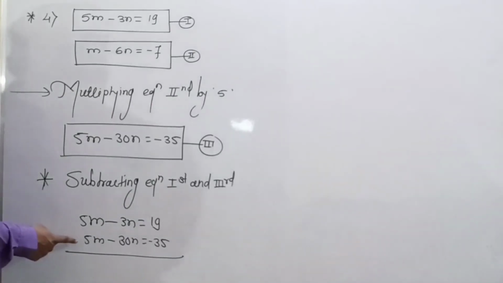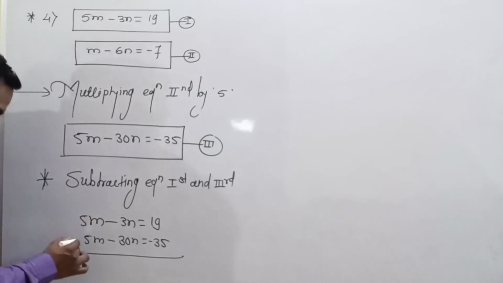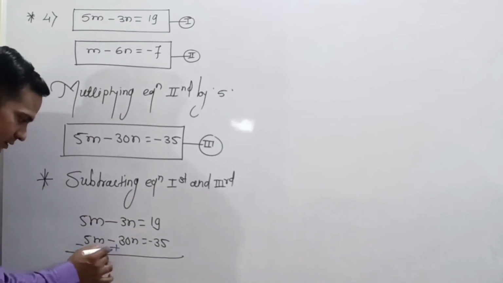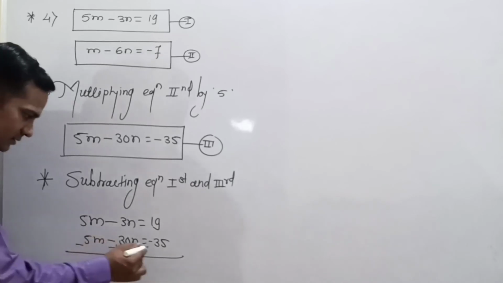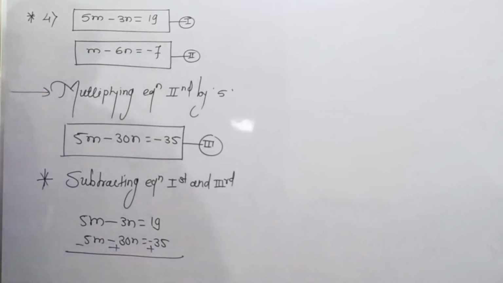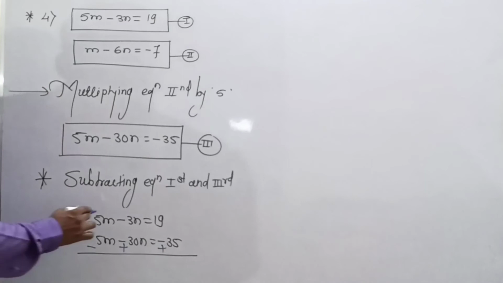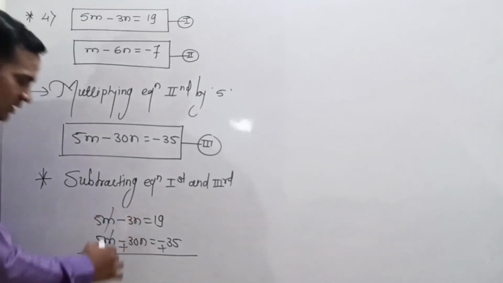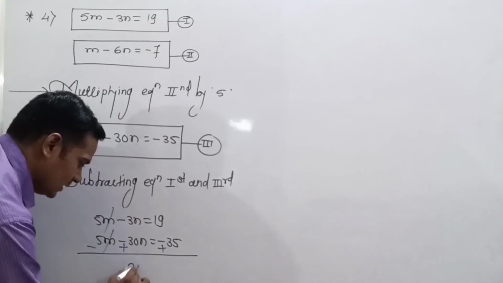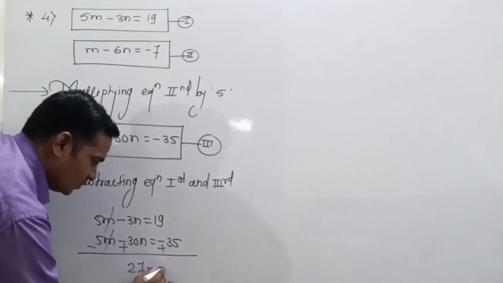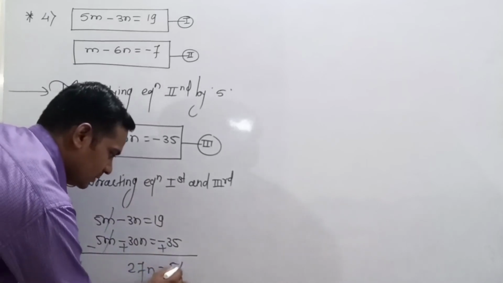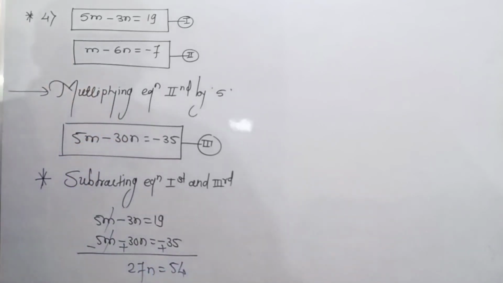So this sign will change again. So plus will become minus here. Again this will be a plus. Okay, minus will become plus, and this will become again plus. So this plus minus will get cancelled over here. 30n minus 3n, that will be 27n is equal to 35 plus 19, that will be 54. Okay.